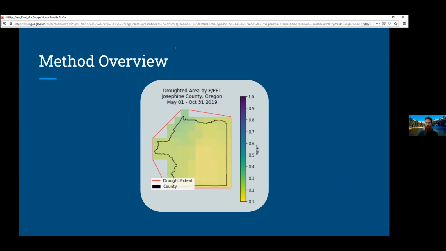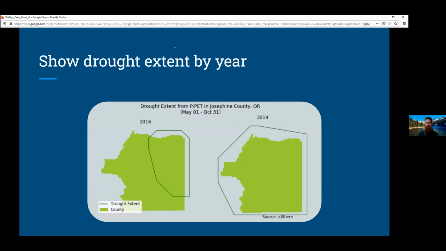One of the things you might notice is the droughted area actually extends beyond the borders. This is because the grid cells I chose, every one touches the county. But I understand that this can be a little bit confusing, and it's something that I can address in later versions of the project because it's a little hard to interpret.